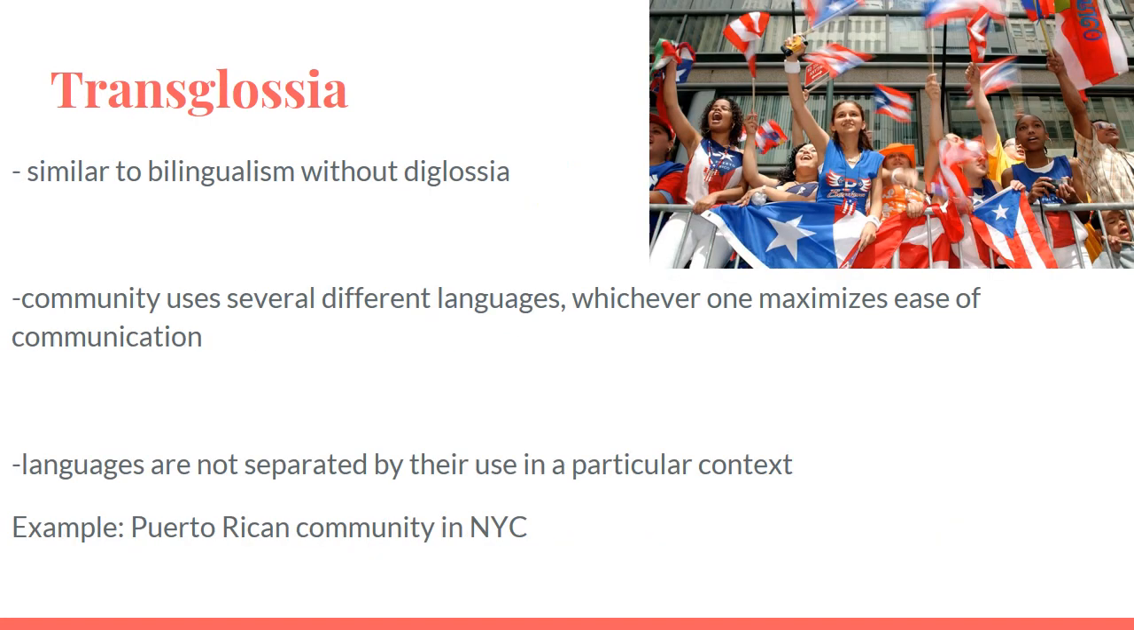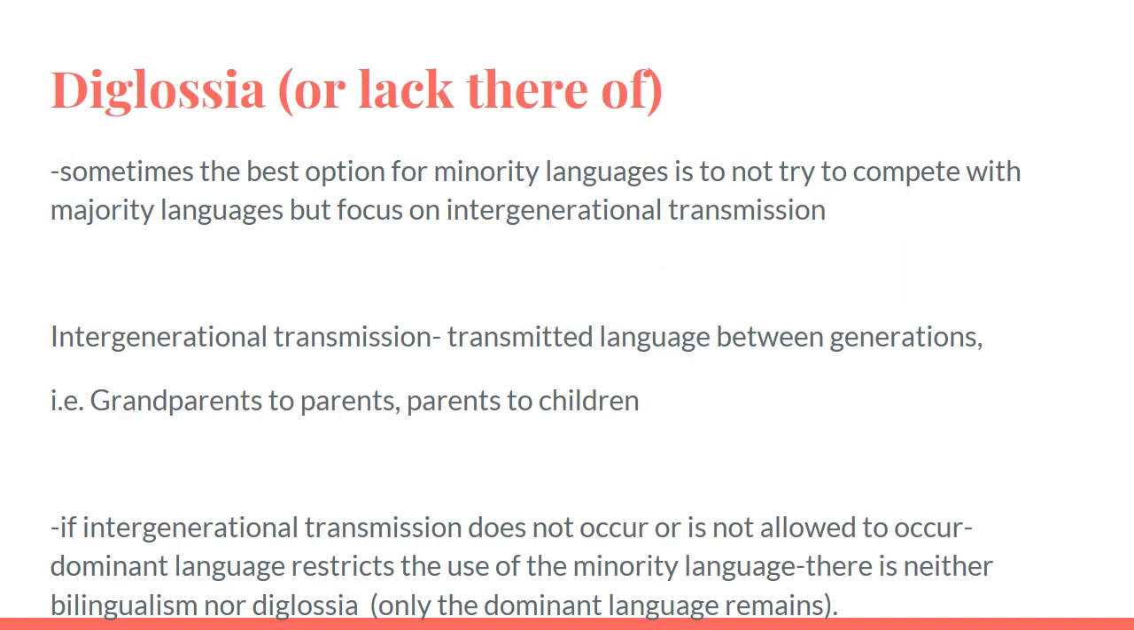So similar to that is transglossia. Baker talks a little bit about how sometimes minority languages choose not to directly compete with majority languages. They don't try to fight to see who's going to be the dominant language. Instead, they focus more on intergenerational transmission. Intergenerational transmission is when the language is transmitted across the generations, from the grandparents to the parents to the children to the grandchildren, I guess you could say.